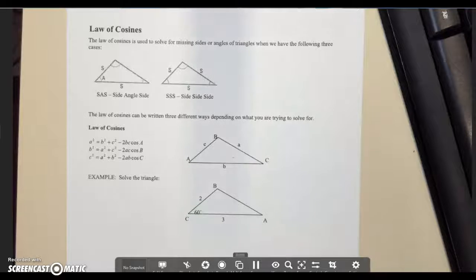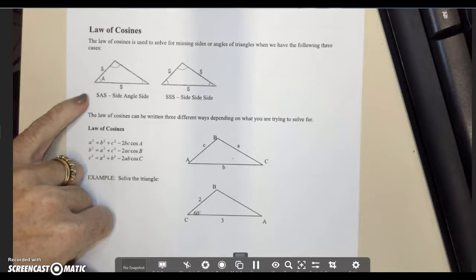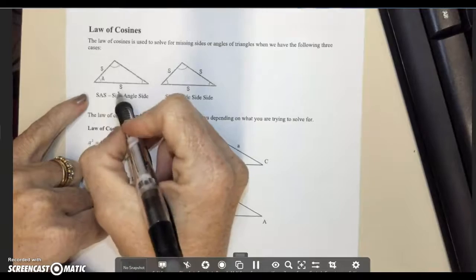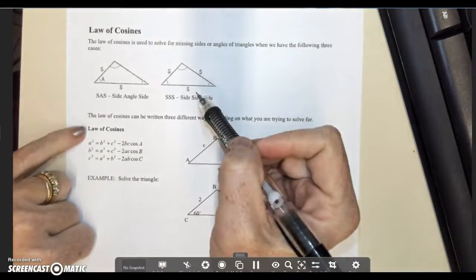Okay, so the second property you can use to solve triangles would be law of cosines, and we're going to use that when we have one of these two things going on. We have a side angle side. That angle has to be in between the two sides, or you just have side, side, side, and you don't know anything about the angles.